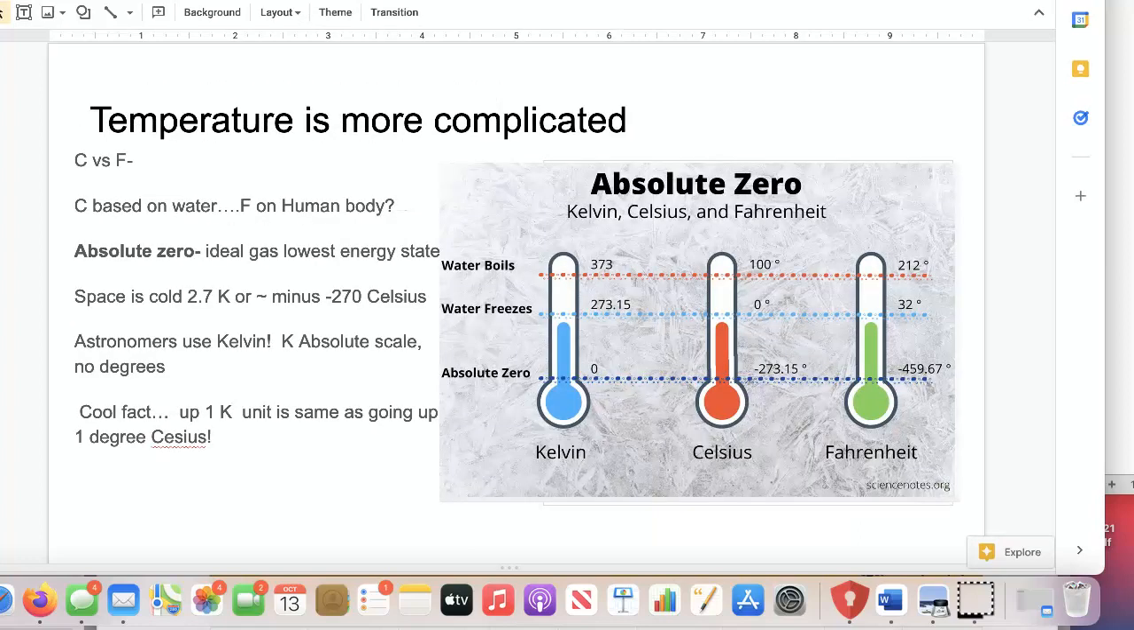We're also going to look at temperature because the distance from the sun is related to the temperature. And astronomy is a little more complicated in the sense that we don't use Celsius, we use an absolute scale called Kelvin. But just to get a perspective, Celsius and Fahrenheit, which you're probably very familiar with Fahrenheit if you grew up in America.